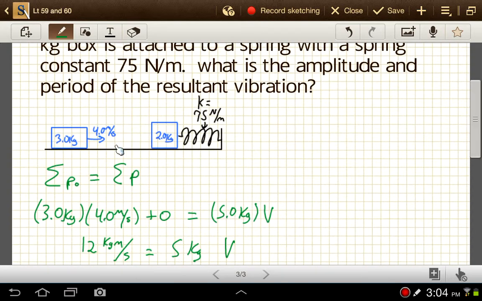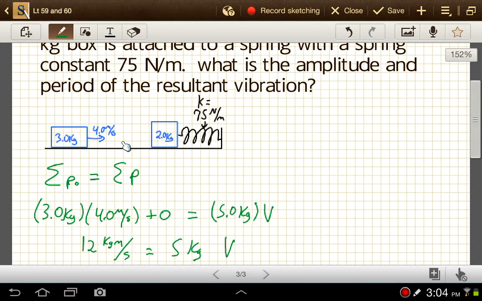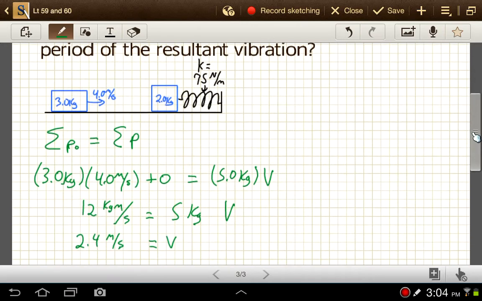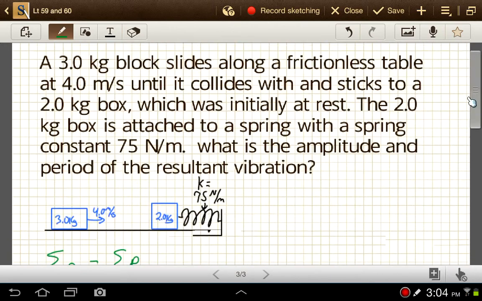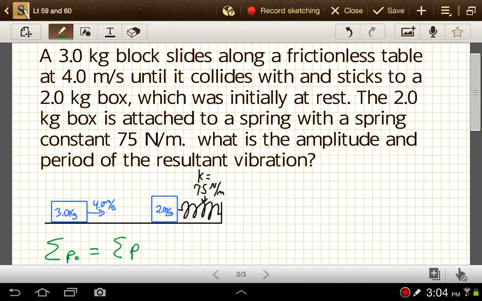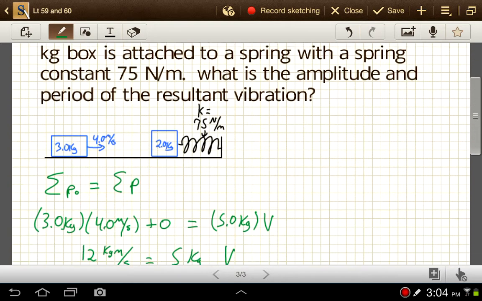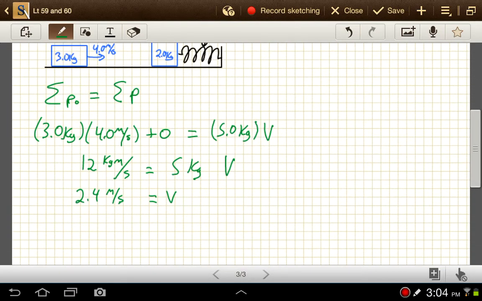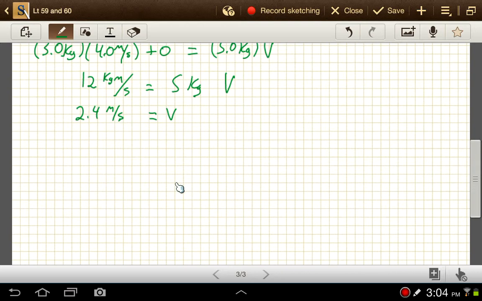So once this one hits the second block, they're going to move together now at 2.4 meters per second to the right. Now we've got the speed for this big block, the 5 kilogram block. At this point, right before our spring gets compressed or stretched out, that's our equilibrium position. So at that moment we have our block moving, but the spring isn't stretched or compressed. That says to me, we're probably going to be dealing with some energy here. So we will use the conservation of energy equation.